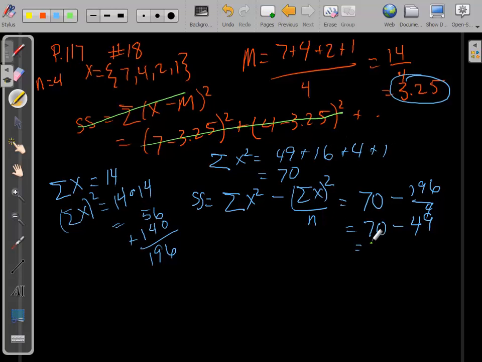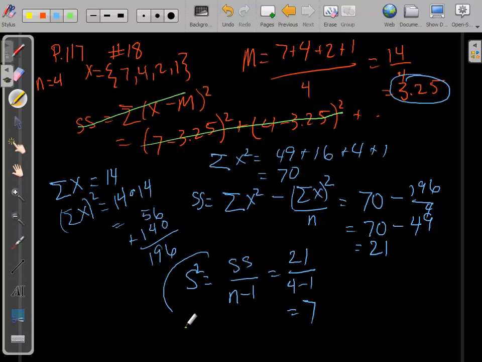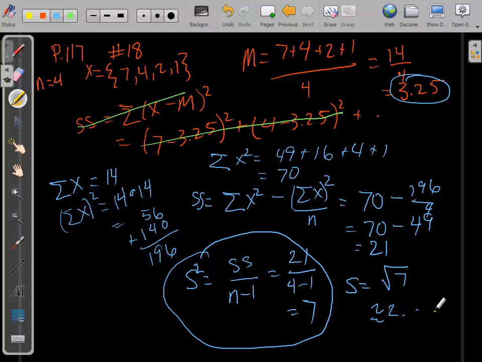Now, to calculate the variance, s squared, we look at the sum of squares divided by n minus 1. So that's 21 divided by 4 minus 1, which is 7. That's the variance. Then our standard deviation would be the square root of 7, which off the top of my head I don't know. It's 2 point something.